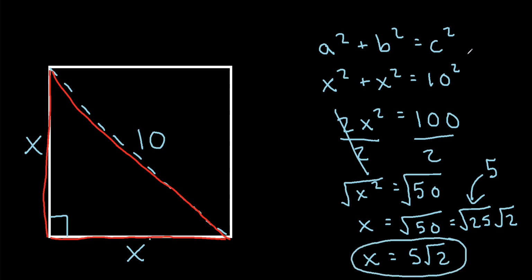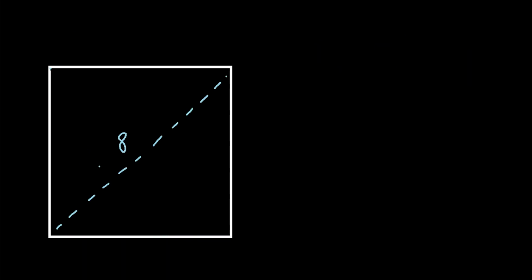So the side length right here is 5 root 2, and this side length is also 5 root 2, and we could say this side length and this side length, so every side length of the square is equal to 5 root 2. All right, let's try one more example. Let's say we have this square where the diagonal has a length of 8. How can we figure out the side length?